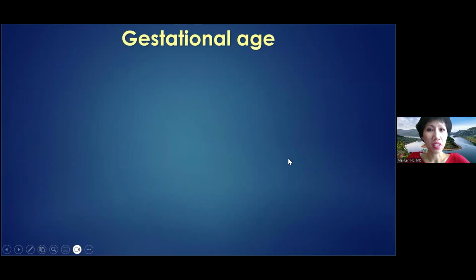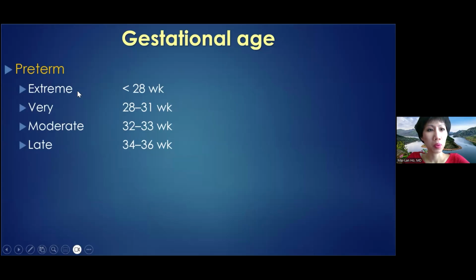So let's talk a little bit about gestational age. Preterm, by definition, preterm birth is anything less than 37 weeks since the last menstrual period at the time of birth. And we round down to the last completed week. So even 36 weeks, 6 days would be considered a late preterm. Obviously, very mild, right? But that is technically preterm.